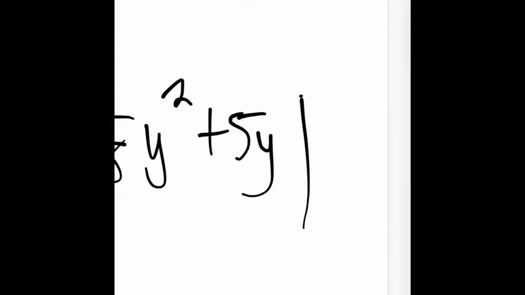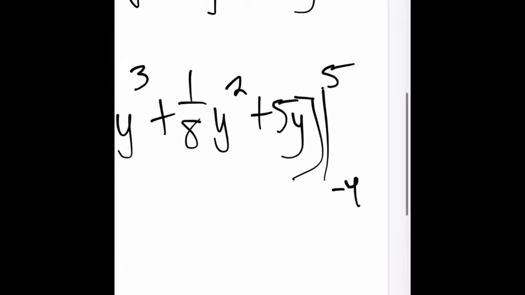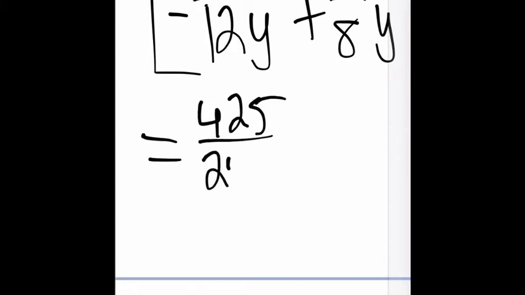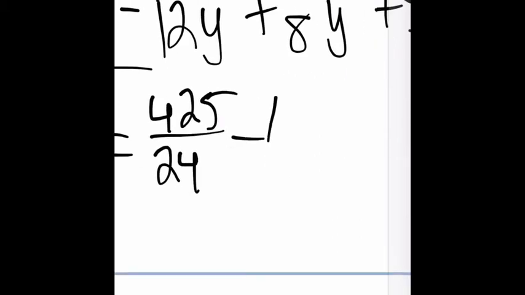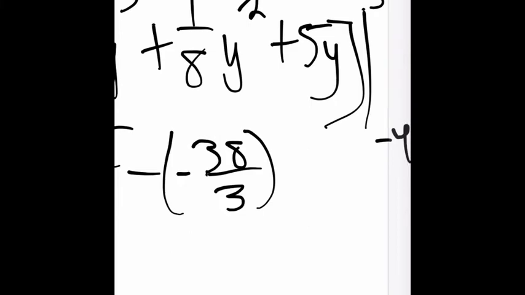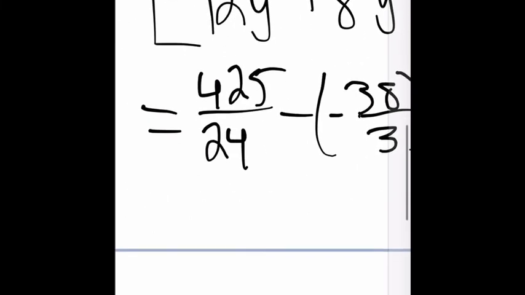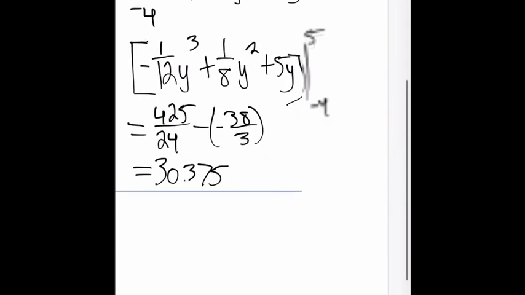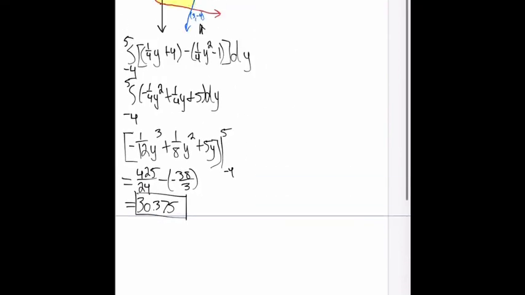Then you would evaluate that from negative 4 to 5. When you plug those numbers in and subtract, you get 425 over 24 minus negative 38 over 3, which if you plug that into your calculator, you get 30.375. And that's how you integrate with respect to y.